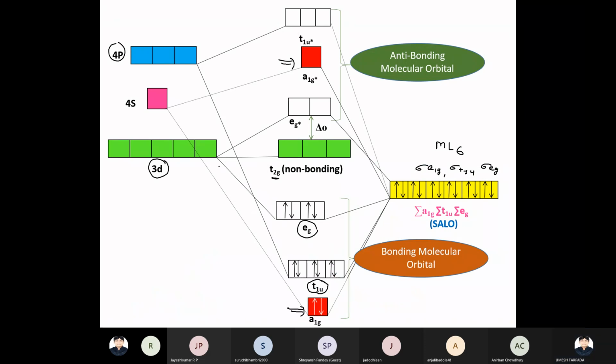See, this is a combination. EG is combined with the EG orbital. Here you can have T2G and EG. So the EG orbital gets combined with this EG. T1U combined with T1U. So in this way, there are 12 electrons arranged, 2 in A1G, 6 in T1U, 4 in EG. So in this way you can have the 12 electrons of ligands.